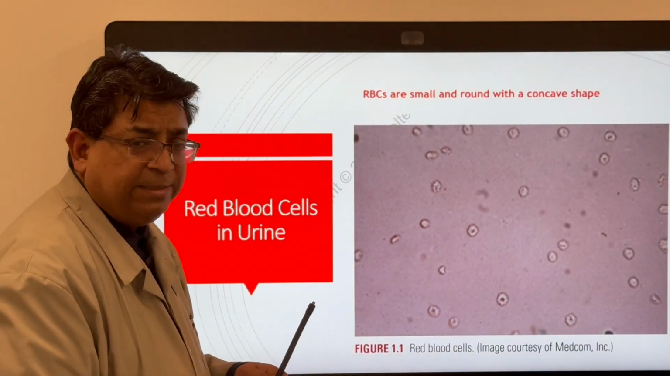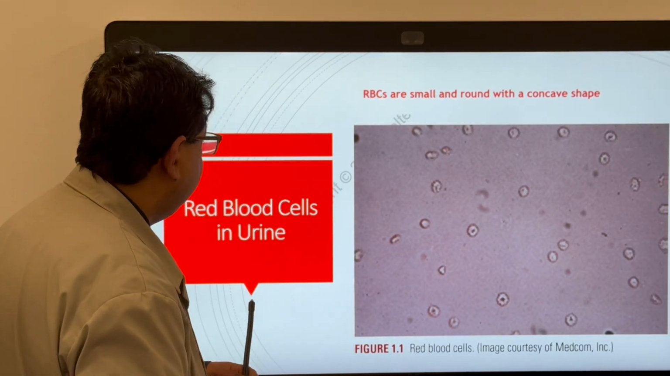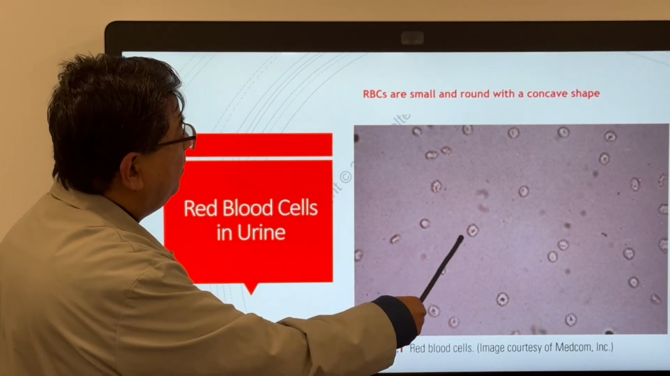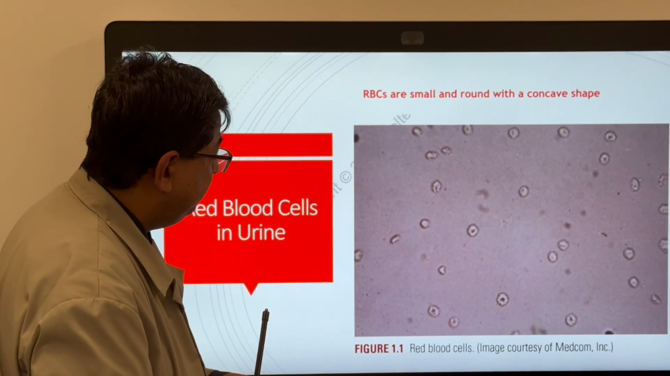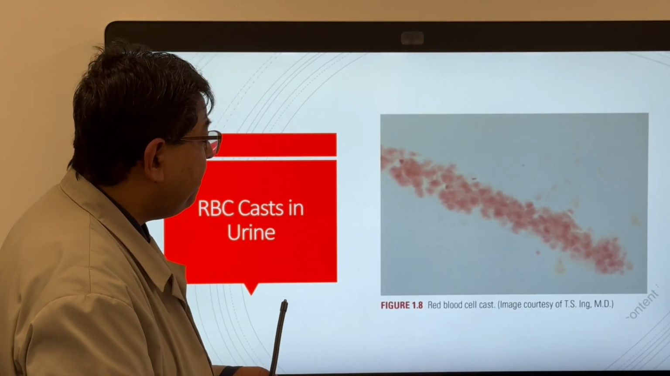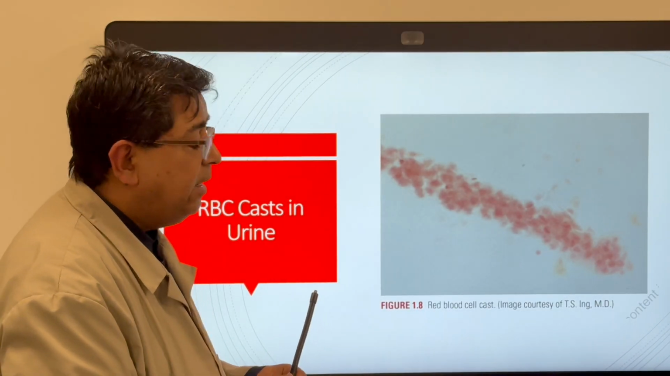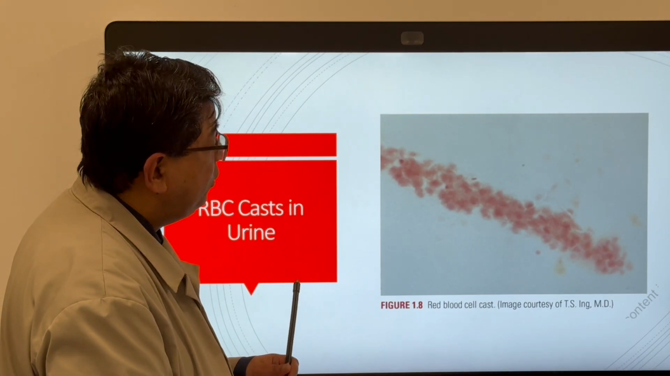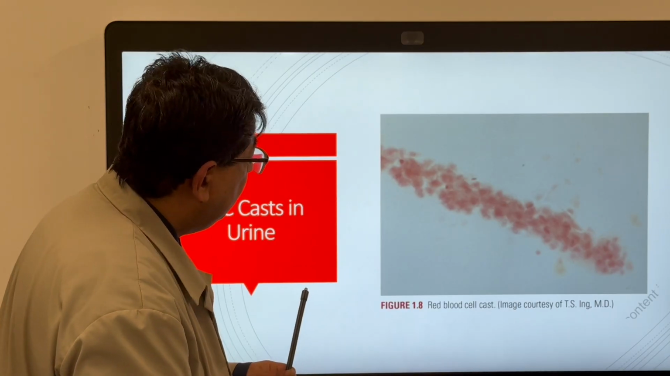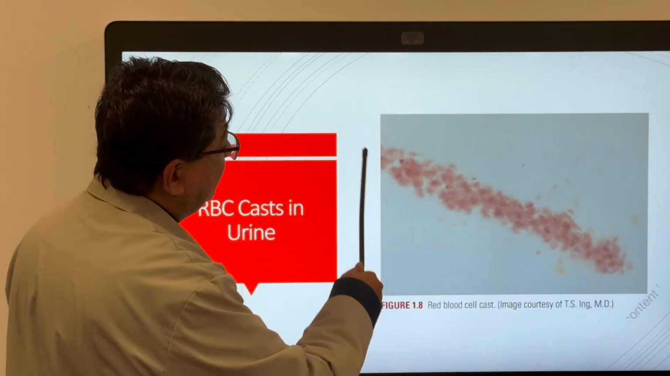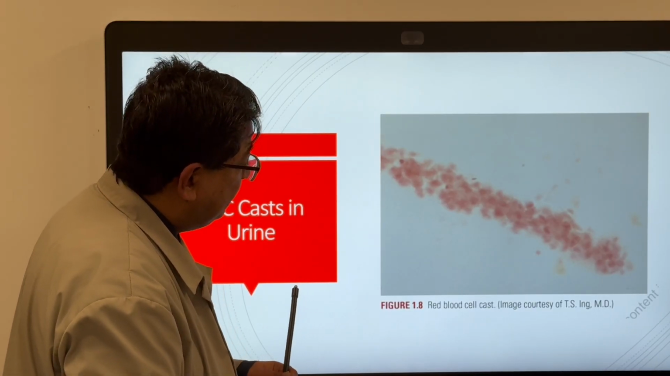So what does the red blood cell look like under the microscope in the urine? Basically, they are small, round, with a concave shape with this typical appearance. Next slide. And those red blood cells, when they coalesce in the tubules after going through the glomerulus, the glomerular basement membrane, will look basically in the shape of a tubule, and this is a typical red blood cell cast.